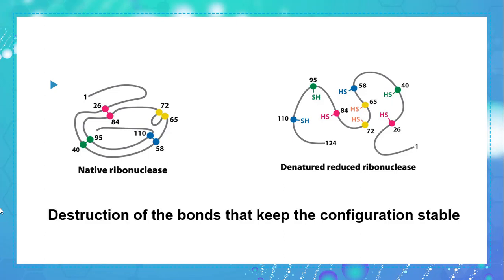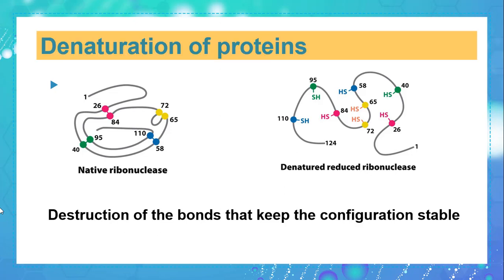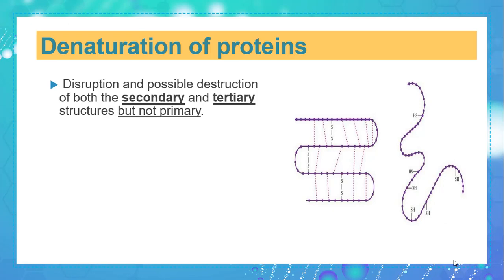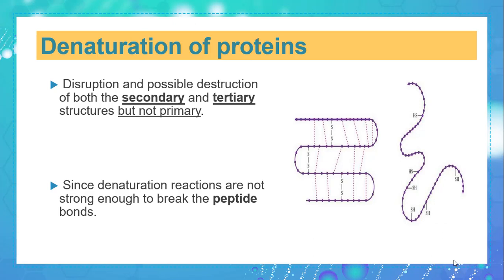This actually occurs due to the destruction of the bonds that keep the configuration stable. This is described as denaturation of proteins, that is changing the nature or the 3D structure of the protein molecule. Denaturation of proteins is the disruption and possible destruction of both the secondary and tertiary structures, but not the primary. After the denaturation of proteins, the primary level remains stable, unchanged. This is because the denaturation reactions are not strong enough to break the peptide bonds.